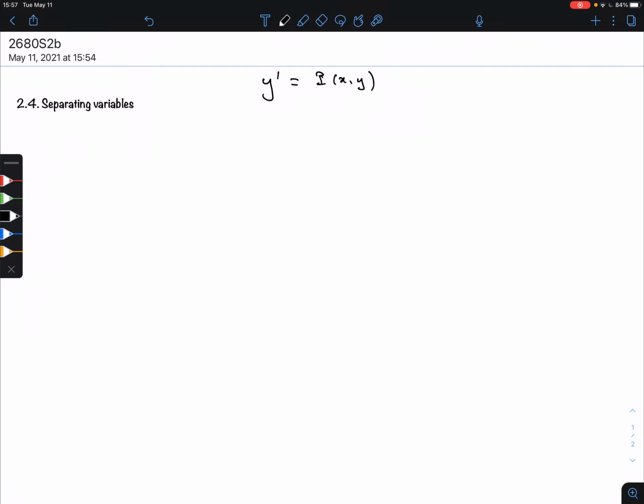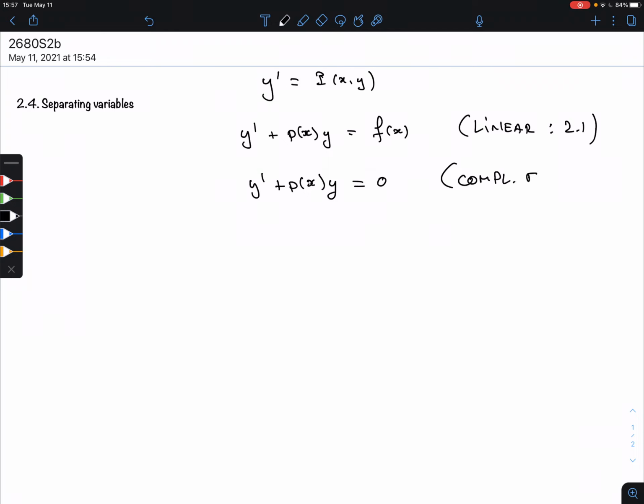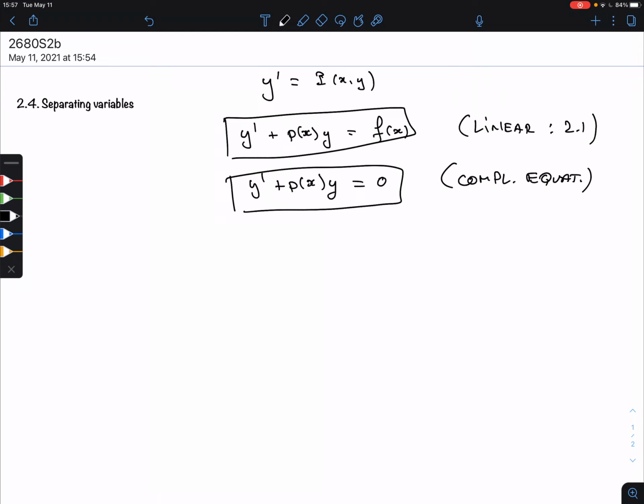Now before I do this, let's review a little bit quickly our linear differential equations. So this is linear, this is from 2.1, right? How did we solve this? Well, we first solved the corresponding complementary homogeneous equation. So this was the complementary equation. And once we did that, to find the solution for the actual equation, we had to find a particular solution.